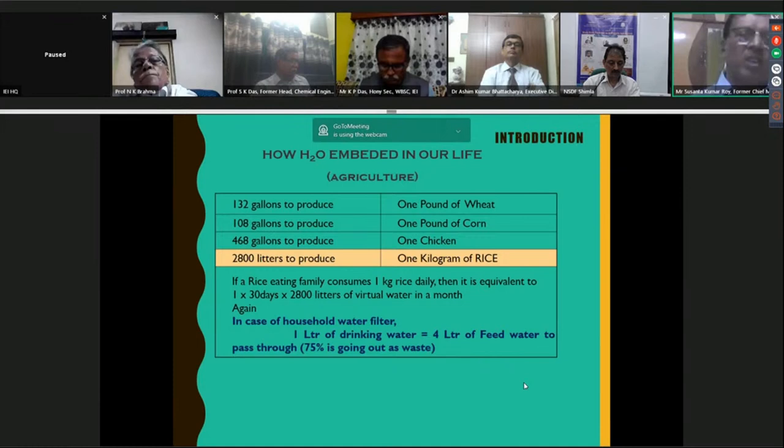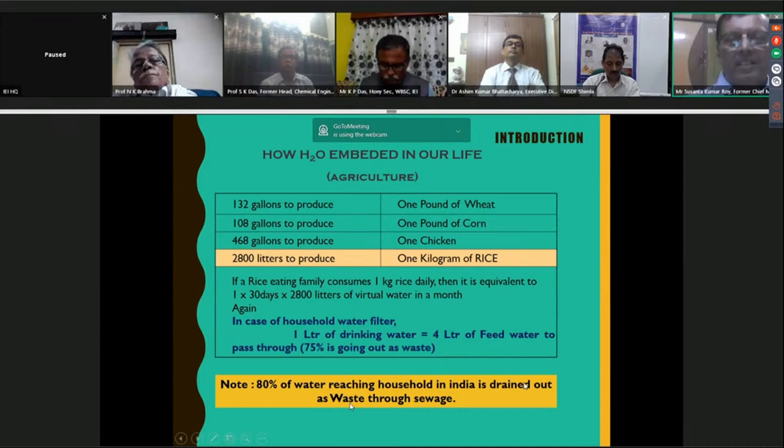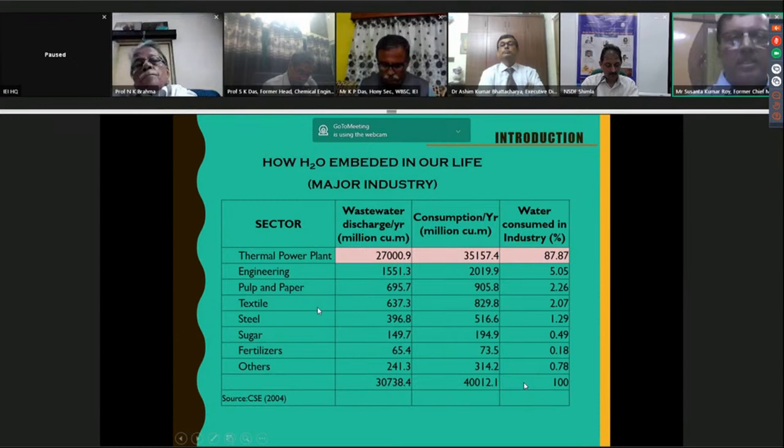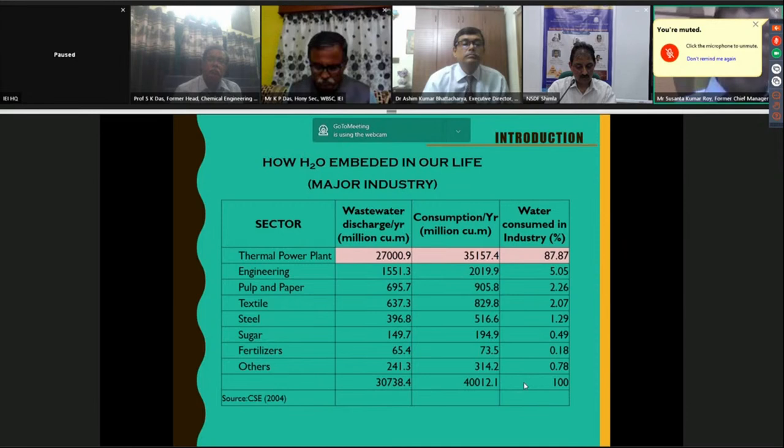So 80% of water reaching households in India is basically drained out as waste through sewerage. This water can be utilized in a much better way. Next, if we look at industry, the thermal power industry consumes and discharges the highest level of water per annum. Even in petrochemical, since I belong to the petrochemical industry, refineries generate wastewater equivalent to 1.4 or 1.5 times the crude they are processing.